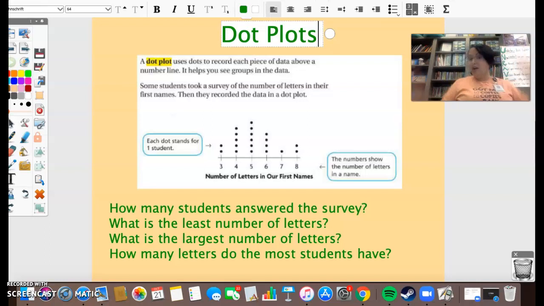Hey, I'm over here. All right, today we're going to look at another way to represent data. Yesterday we looked at frequency tables. In this lesson, we're going to look at a dot plot, and then later we're going to look at a pictograph. Right now, let's do dot plots, okay?